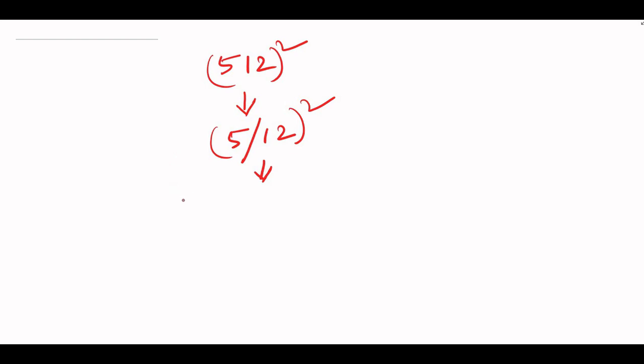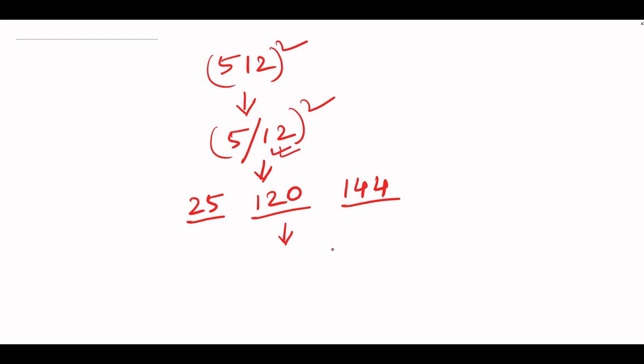To write the a plus b whole square formula, right? So what is 5 square? 25. Then what is 2ab? So 2 into 5 is 10, 10 into 12 is 120, right? What is 12 square? 144. Then the final step, what we have to see is how many digits we have considered after the separator, and in this case we have considered 2 digits.